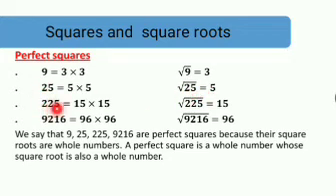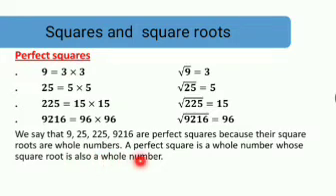The same thing for 225, which is 15 multiplied by 15. Therefore, the square root of this is equal to 15. The square root of 9,216 is equal to 96 multiplied by 96. Therefore, it is equal to 96. So we say that 9, 25, 225, 9,216 are perfect squares because their square roots are all whole numbers. Exactly. Now, this is the definition of a perfect square: a perfect square is a whole number whose square root is also a whole number.